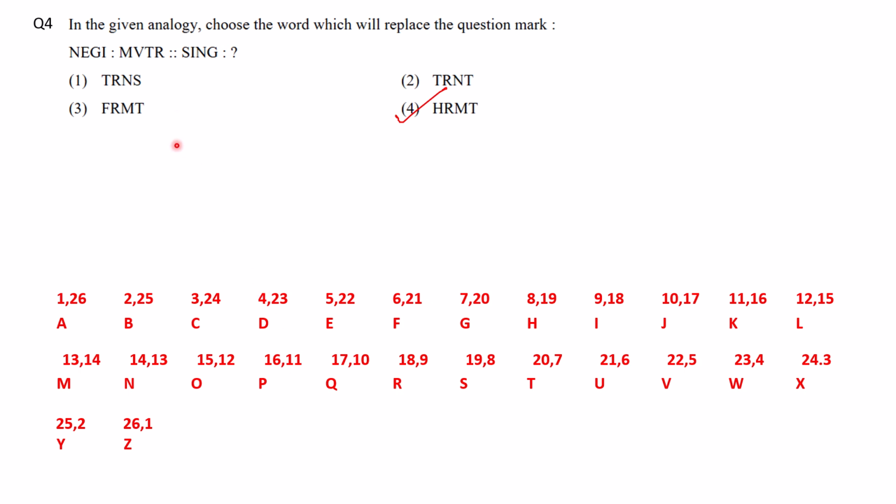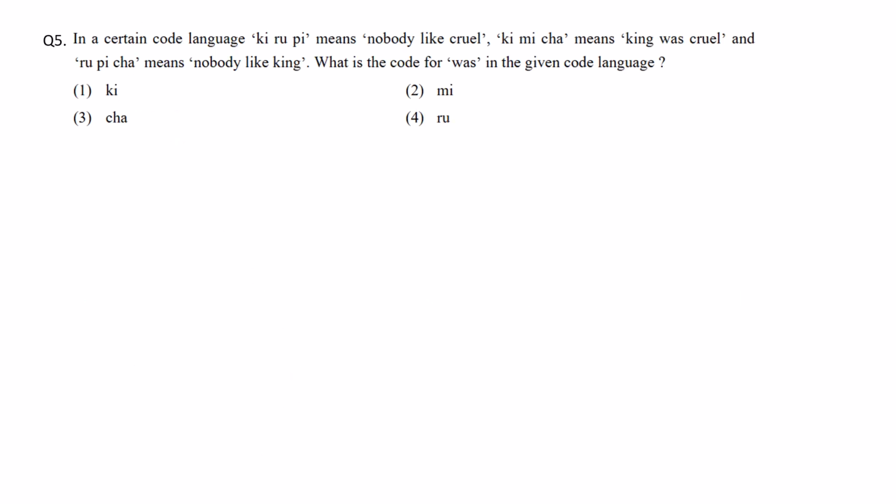Okay, now moving to question number 5. In question number 5, a certain coded language is given and you have to find the code for "was" in the given code language. So let's write all the coded language over here.